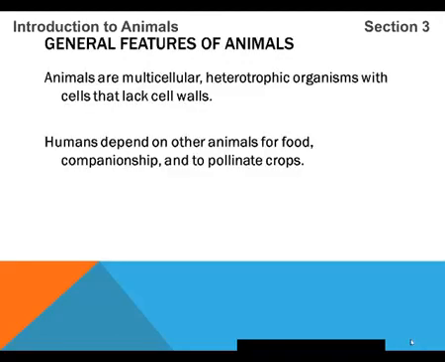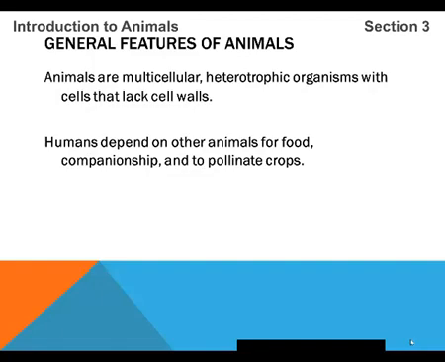General features of animals. Animals are multicellular. They are heterotrophic. And they also lack a cell wall. Organisms that we know of that have cell walls would be plants. The cell wall is made up of cellulose in plants, and it's very rigid. So if you are sledding down a hill and you come in contact with a tree, that tree doesn't move very much. The cell wall helps to protect it.